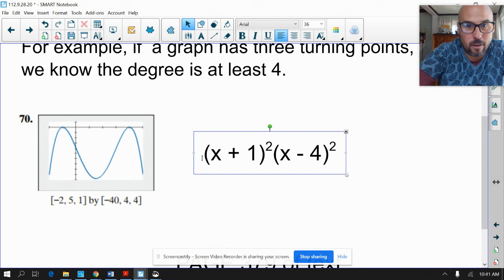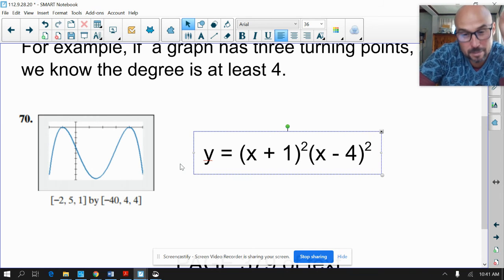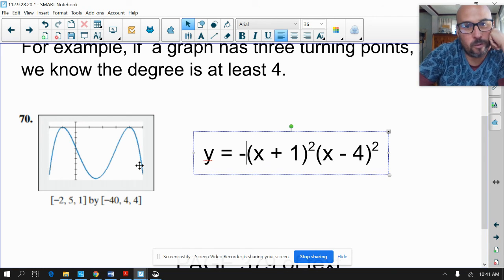Now, what have I got so far? I've got a polynomial that's a degree 4. And this one has 3 turning points, so it's at least a degree 4. So I could just have that be my final answer, except, remember, the leading coefficient: it's going down to the left and down to the right, so my leading coefficient is negative. So this would be the beginning of trying to find this actual value.